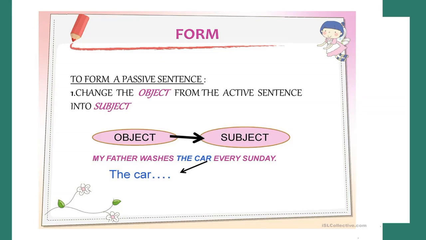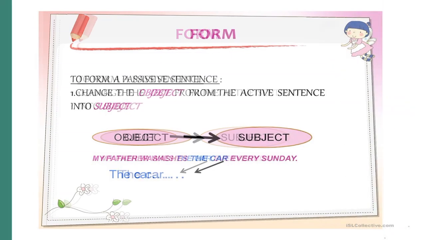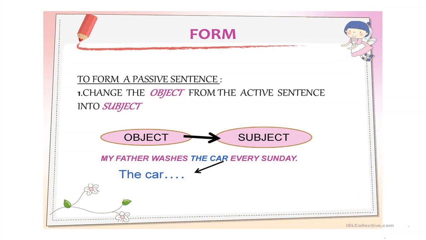My father washes the car every Sunday. Right? The subject is my father. الفاعل هو my father. The verb is washes. The object is the car. Now we start with the car. نبدأ بالمفعول به هو the car. Right? Look how the sentence is changing.